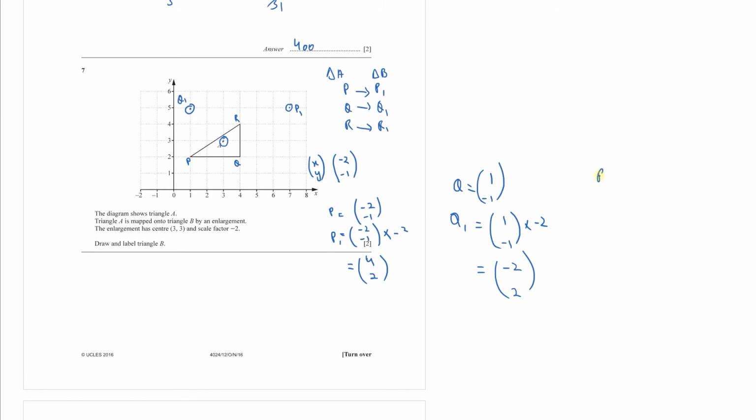And then for R, R is 1 in positive x and +1 in y. So you get (1, 1) here. And then to get R1, you get (1, 1) multiplied by -2. So you get -2 and then -2. So from the center of enlargement, you go -2 in x and -2 in y. So you end up here, which is R1. So this would be your triangle B right here. You connect all the three vertices.